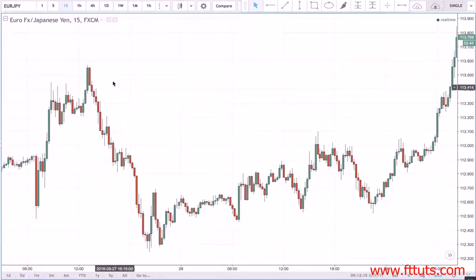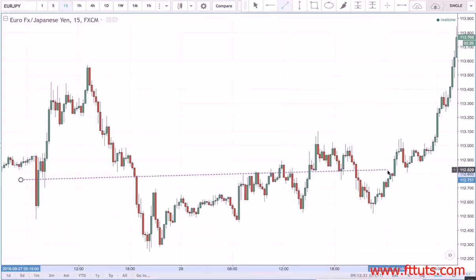Sellers were maintaining ground up until this point. They were creating lower lows, which is right here, and lower highs, which is right there. Now, in this process, as the rollover happened, notice that we're looking at this area very carefully. It rolled over and started going higher.